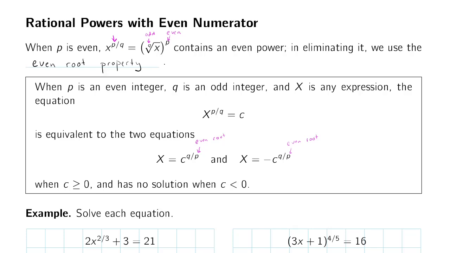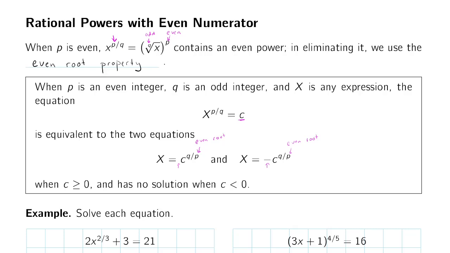And so x to the p over q equals c has a plus solution and a minus solution if c is the kind of number of which we can take an even root, so positive or 0. If c is negative, then this equation has no solution because x to the p over q has range 0 to infinity. So if we have a negative number as output, that can't happen.